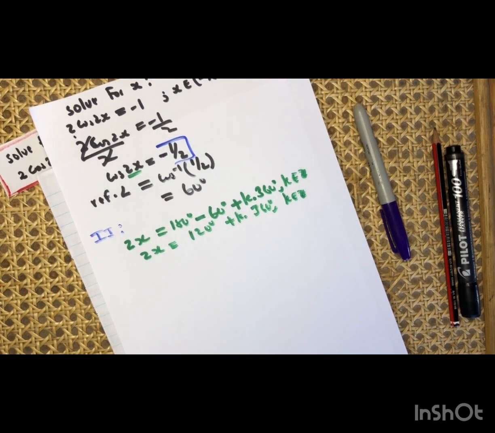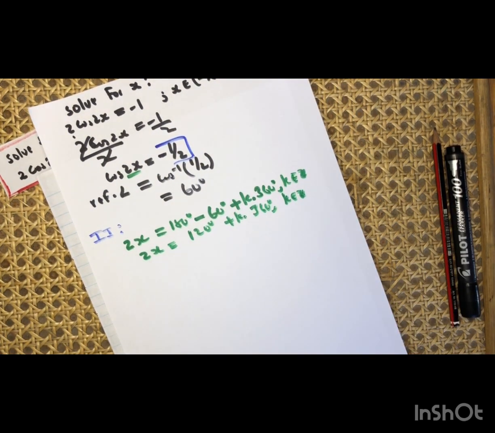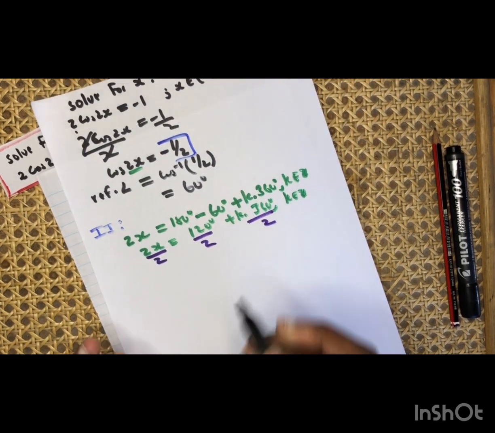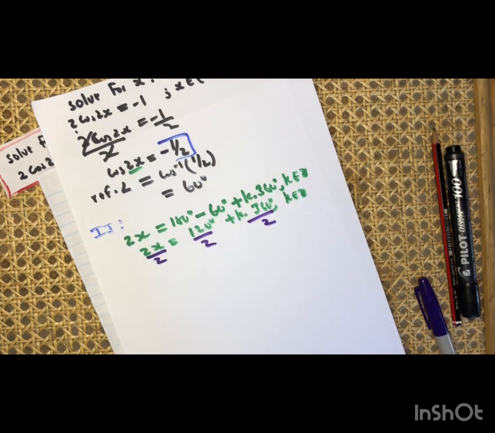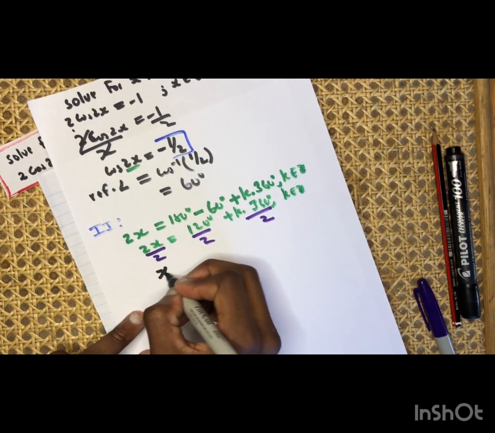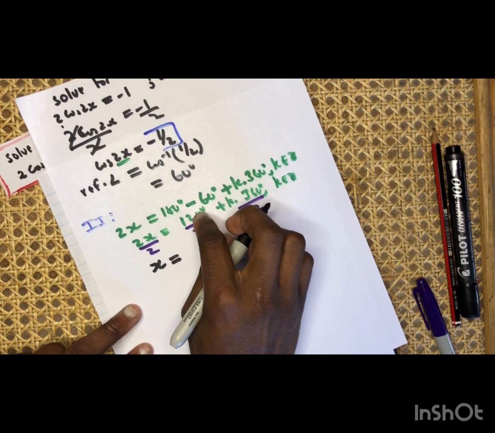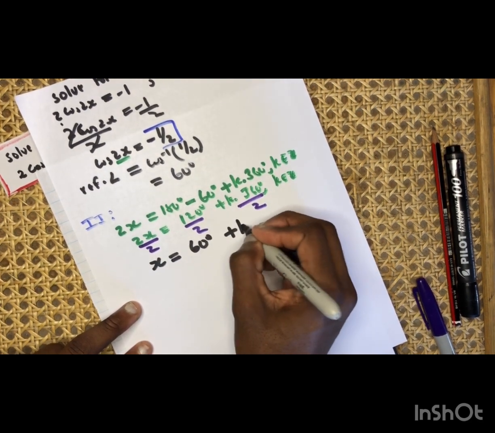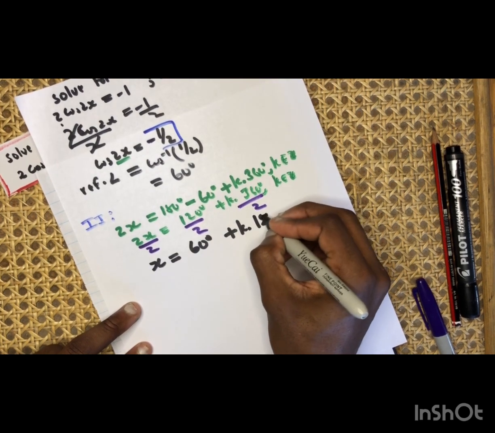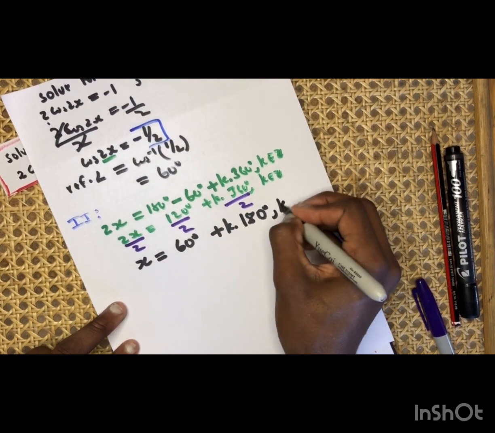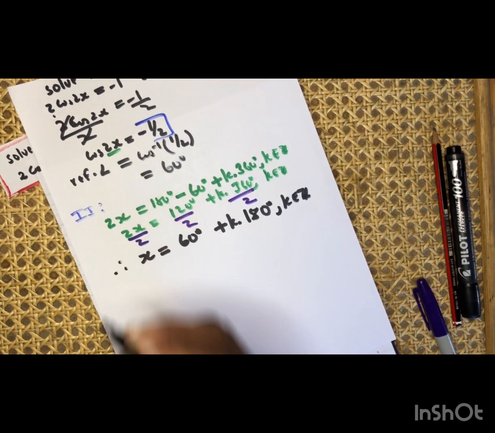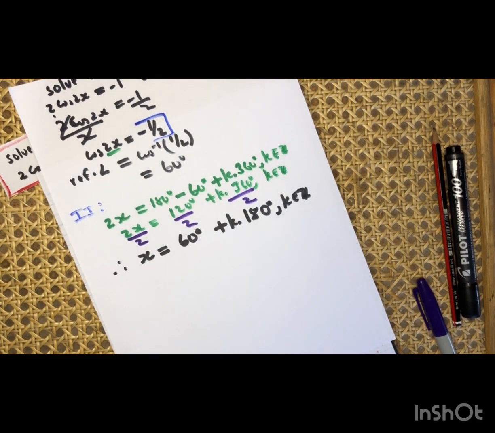In order for you to get x, you have to divide throughout by 2. You also affect the period when you divide. So now you are going to have x equals 120 divided by 2, you get 60, plus k times 180 degrees, where k is an element of integers. Understand? So this is your first solution, for where cos is negative.